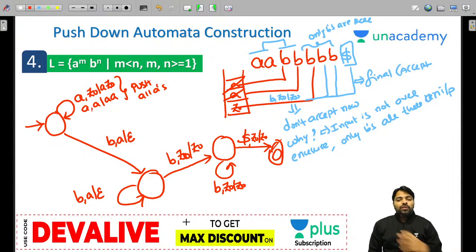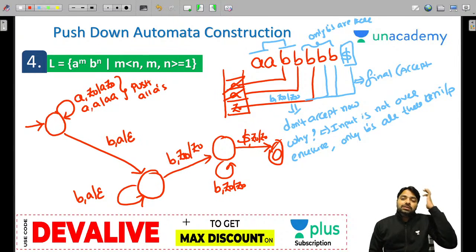So this is how we design a machine. All machines so far, except the first problem I have shown on the right side, are DPDAs. All are DPDAs, guys. Okay.